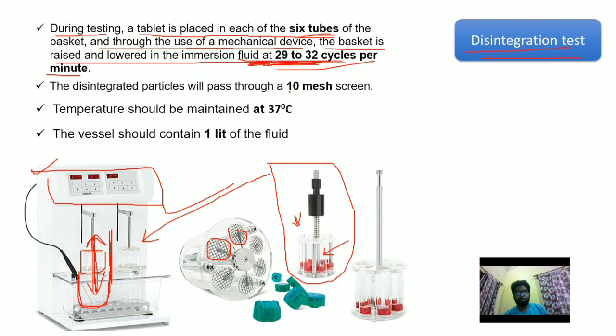The mesh size is 10, and it is also very, very important. The temperature should be maintained at 37 degrees centigrade. This is the temperature sensor, a thermometer kind of, which measures and monitors the temperature of the fluid placed inside. The lower bottom vessel should contain 1 liter of the fluid.